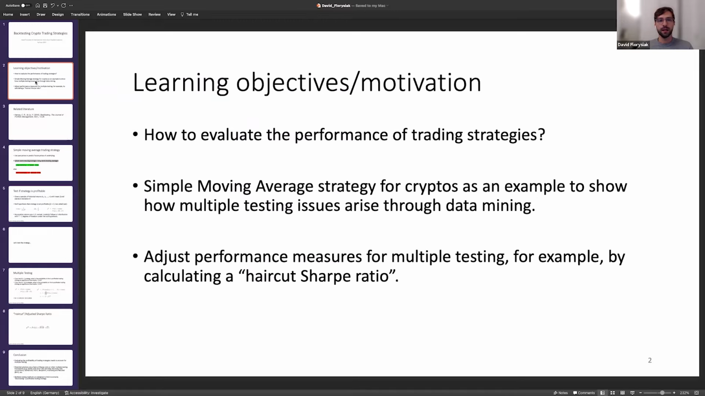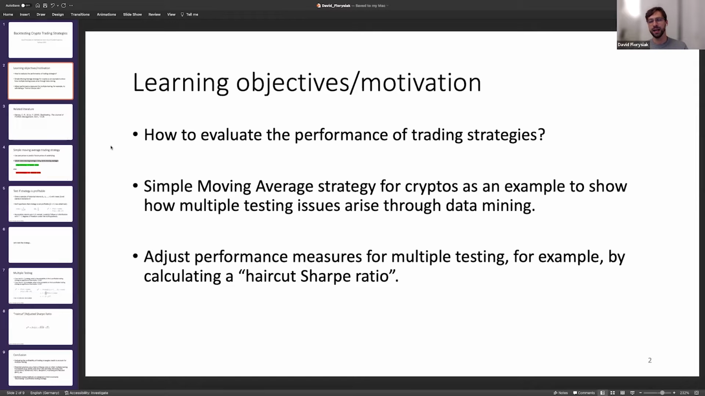Let me start with the learning objectives or motivation. How should we evaluate the performance of a trading strategy or of different trading strategies? To answer this question, I'm going to show you an example that uses a simple moving average trading strategy for cryptos, or more precisely for Bitcoin, but we can also choose any different crypto or any different asset that you want to invest into.